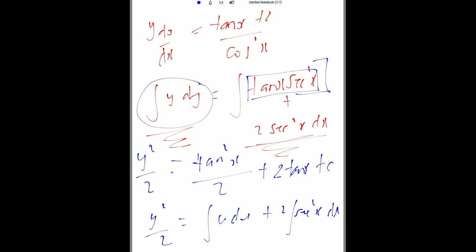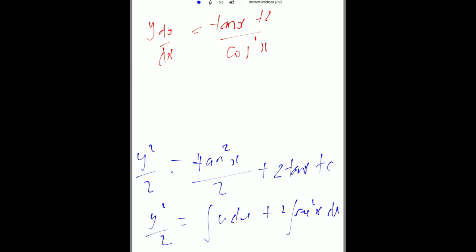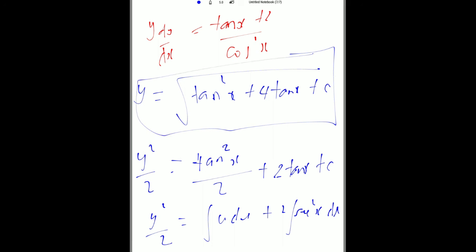But then the thing is, we need to write this in terms of y, or we need to make the subject of this equation y, not y squared over 2. So let's write this in terms of y. So that would imply that y would be equal to the square root of tan squared x plus 4 tan x plus c. And this would be the solution to our differential equation.